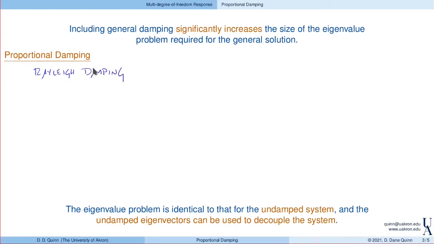And it takes the C matrix to be a specific form, right? So the damping matrix is written as alpha times the mass matrix plus beta times the stiffness matrix. If we can write the damping matrix in this form, then we say that's a proportionally damped system. Here, alpha and beta are proportional damping constants, and we'll talk a little bit about those in a second.